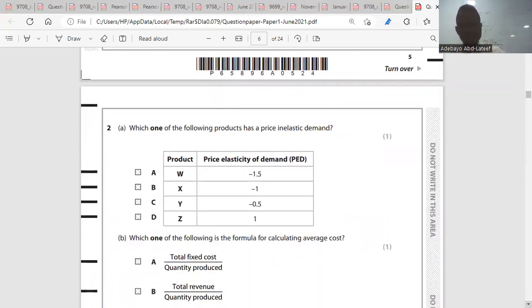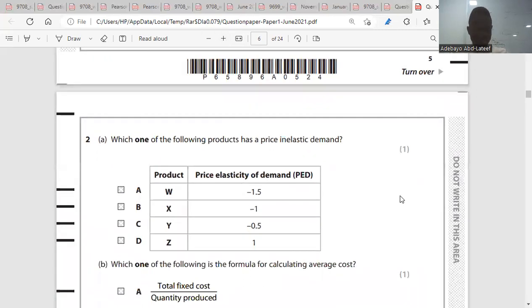For question 2, they said, which one of the following products has a price inelastic demand? We have W, minus 1.5. That is elastic. Minus 1 is unitary. Minus 0.5, that is inelastic. So the answer is product Y, which is C.